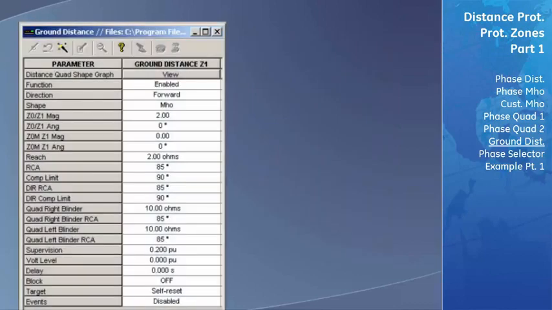The last setting that differs on the ground distance element from the phase distance element is the current supervision rating. When entering a value to supervise this zone of protection, the ground distance element uses the phase-to-ground current, whereas the phase distance element used phase-to-phase current. This setting is still entered in per-unit quantities.